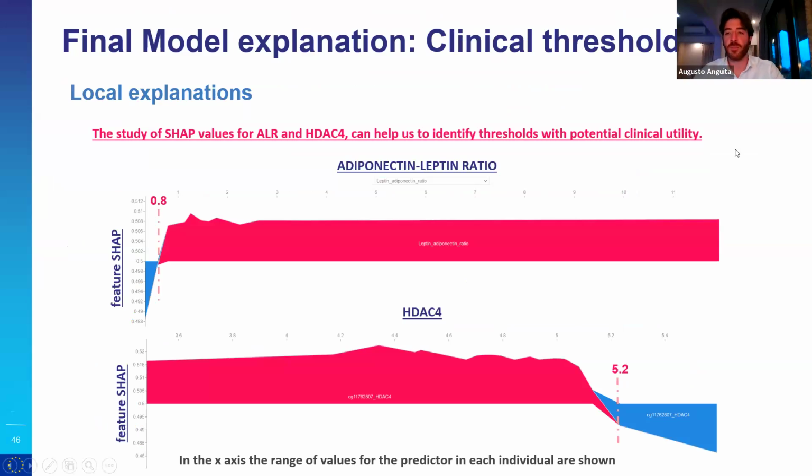Also, we can generate these kinds of plots that relate the SHAP contribution of a feature with the values of the feature. So we can identify how, at 0.8, this variable starts to contribute positively to the insulin-resistant class. And we can extract this information for deriving a clinical threshold. For example, we can identify or later validate if 0.8 is a good clinical threshold for making predictions with this variable. Or the same for the methylation of this gene.